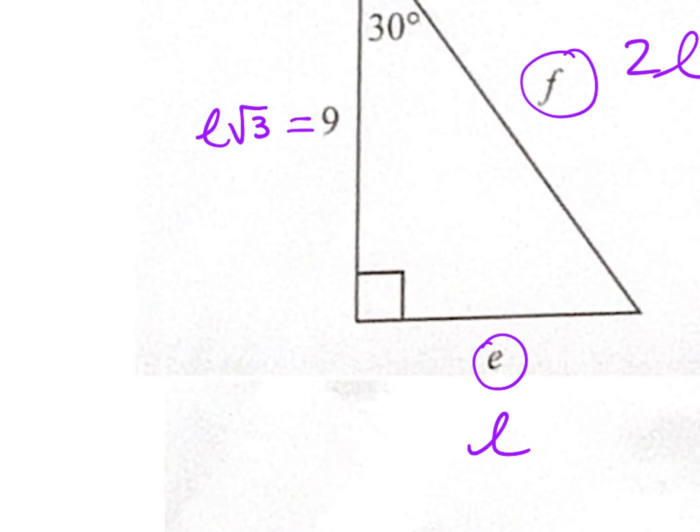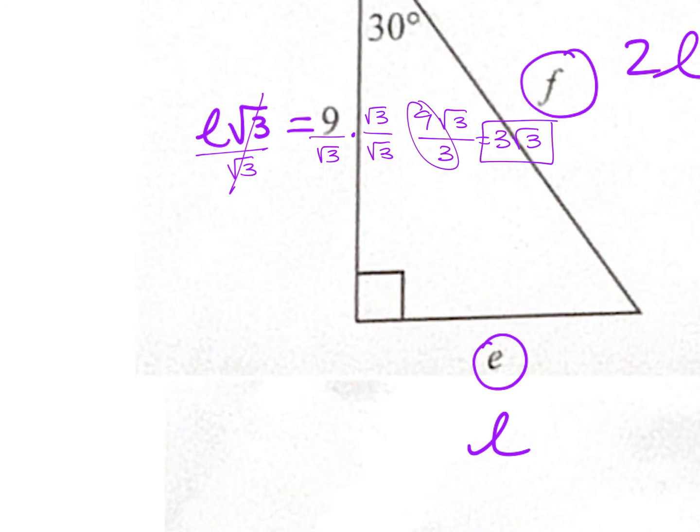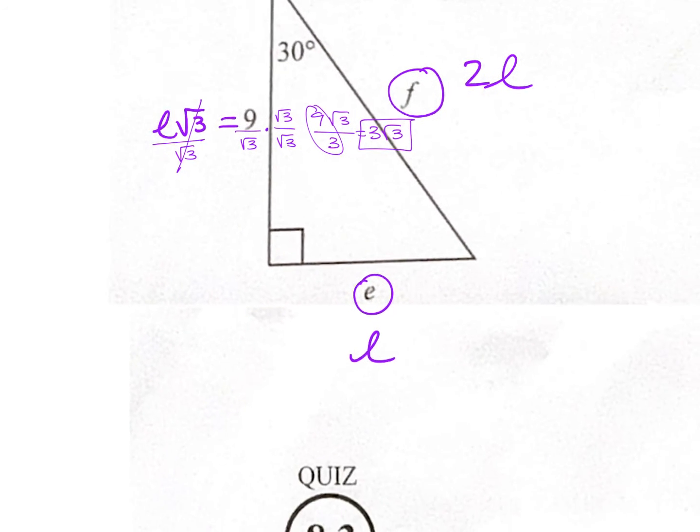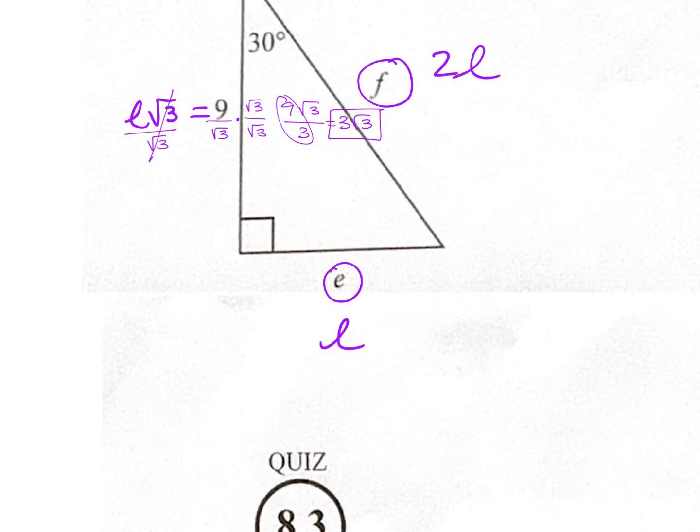So if L rad 3 equals 9, solve for L by dividing by rad 3, but you have to rationalize that, can't leave a radical in the denominator. So it would be 9 rad 3 over 3, and that is 3 rad 3, okay? That's L. So where does that go? That's E, right? This is your L side of your triangle. So E is 3 rad 3.